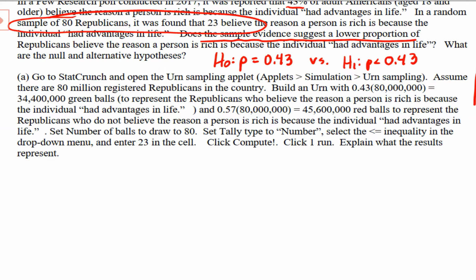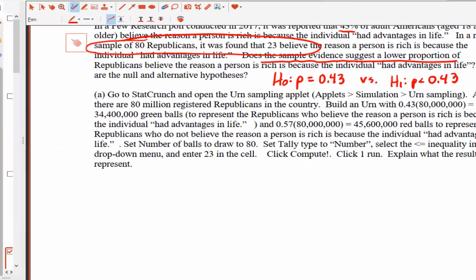And then the remaining balls, 45,600,000, are going to be red. They do not believe a person is rich because they had advantages in life. So note, super important here, we're building the null model under the assumption the statement in the null is true, that 43% of Republicans believe a person is rich because the individual had advantages in life. So the Republicans are no different than all adult Americans.